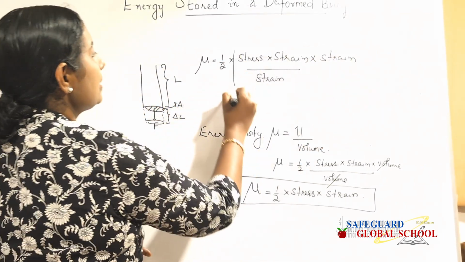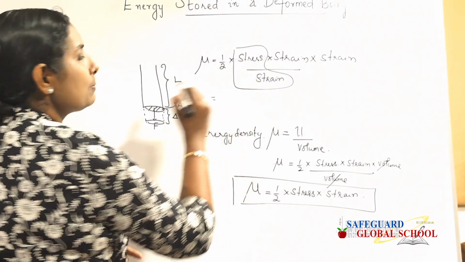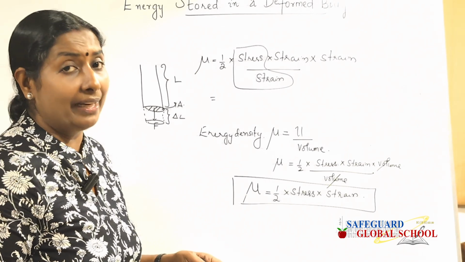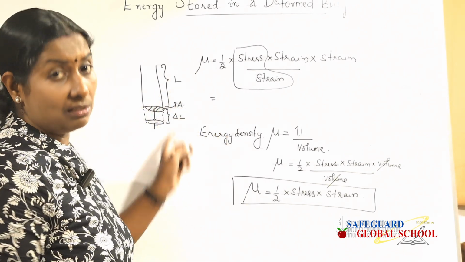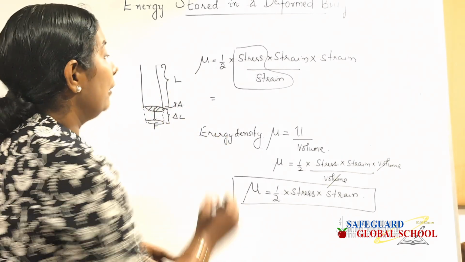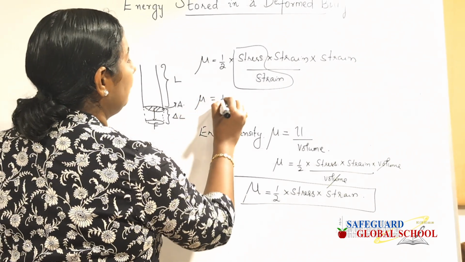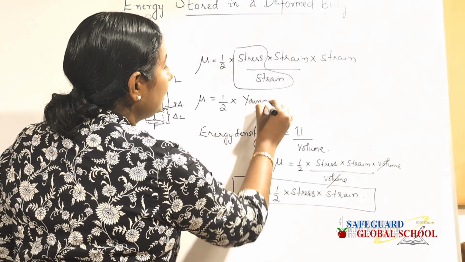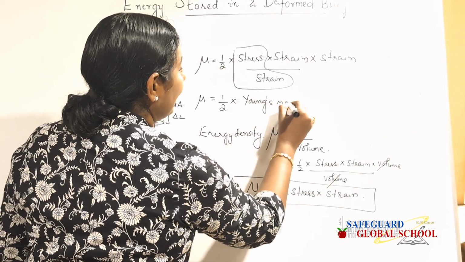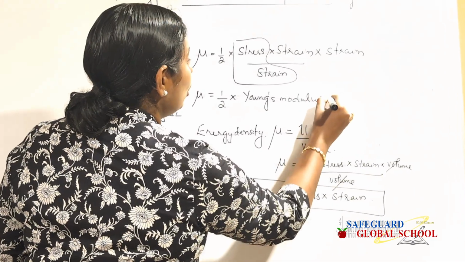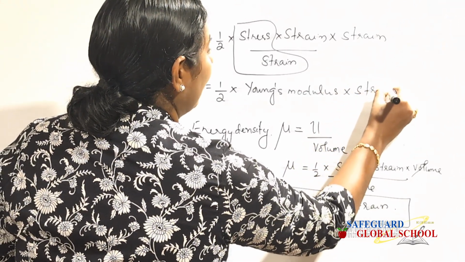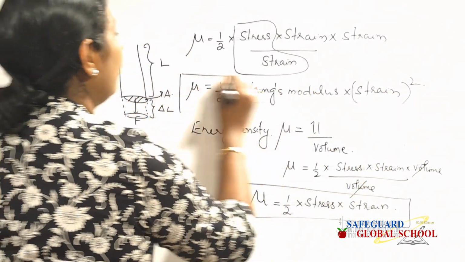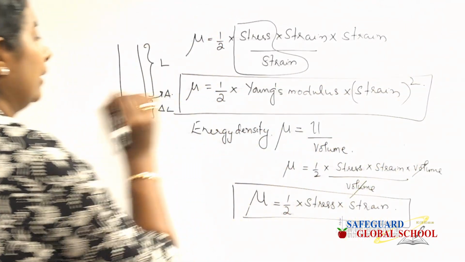So look children, what is stress by strain? Remember, stress by strain is the modulus of elasticity, right? So here it's a longitudinal stress and strain that is happening. We can call that the energy density mu is half into this stress by strain, which is the Young's modulus of the material, into strain square. Strain into strain, what is it? Strain square. Hence we come with another equation for energy density.